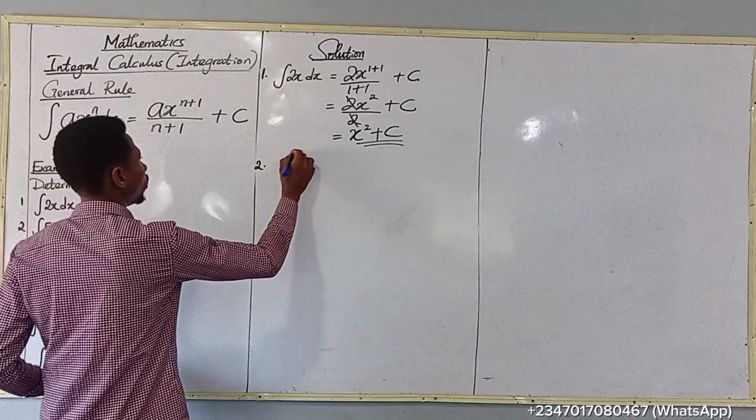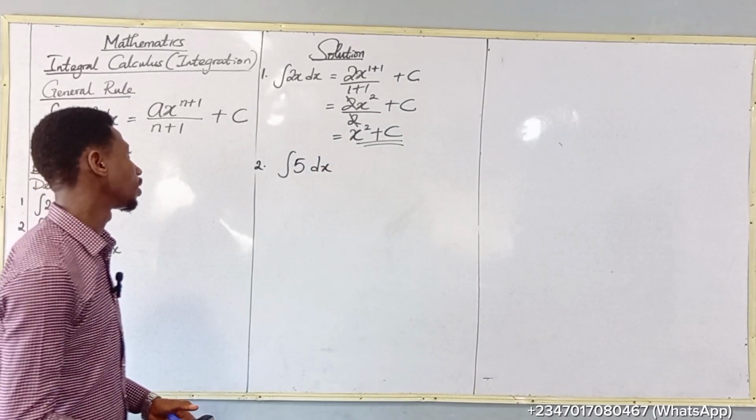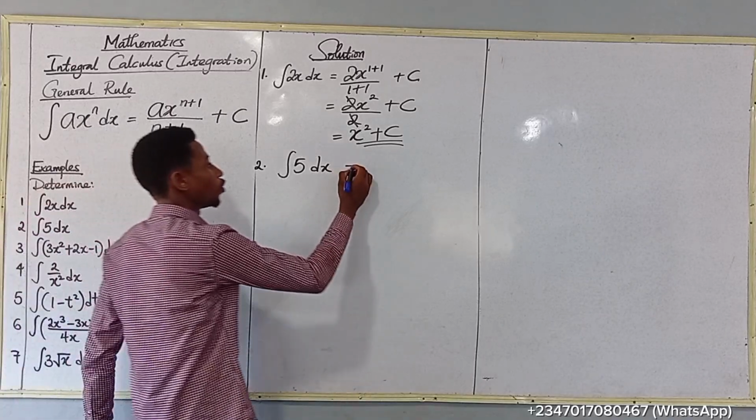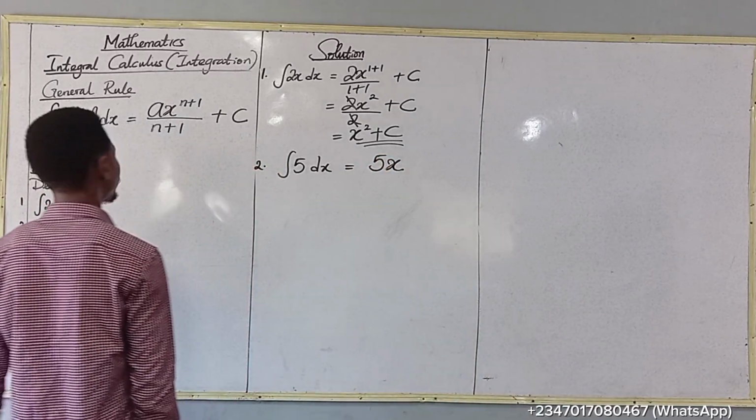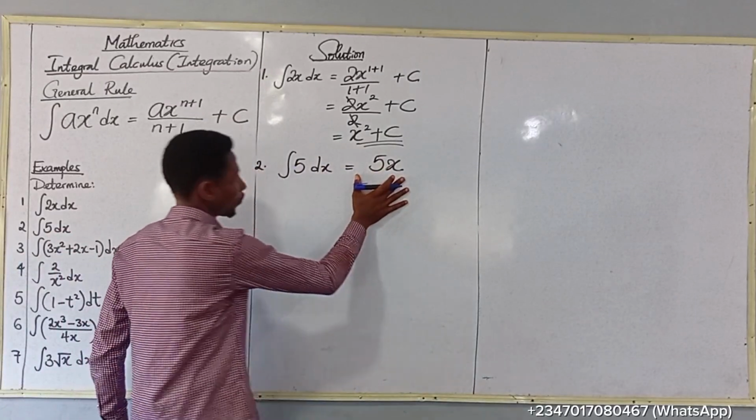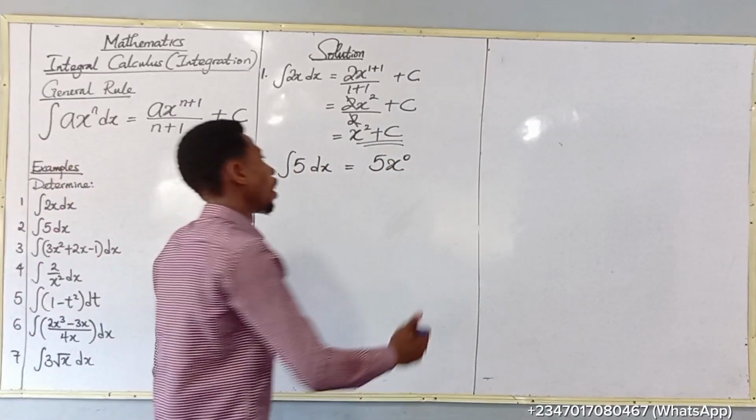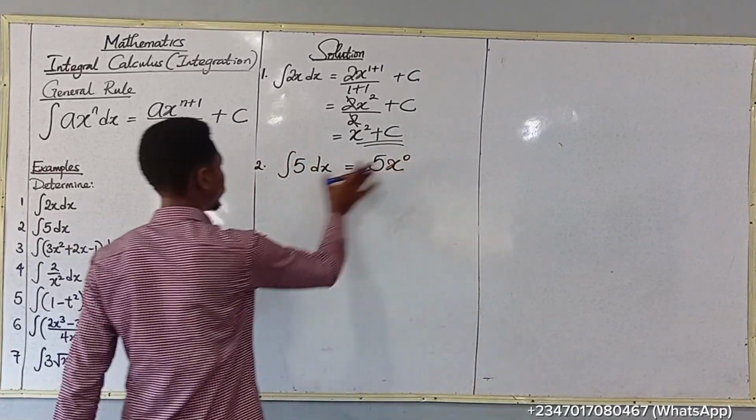So we have the integral of 5 dx. 5 on its own is a constant. When you are integrating a constant, you still have to express it in this form, ax raised to the power n. I'm going to express 5 with x such that the value is still 5, and the best way to do that is to have x raised to the power 0, because according to indices, x power 0 is 1 and 5 times 1 is still 5, so this is still 5.